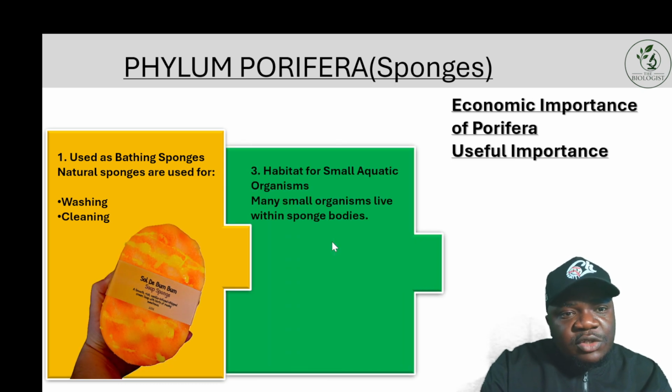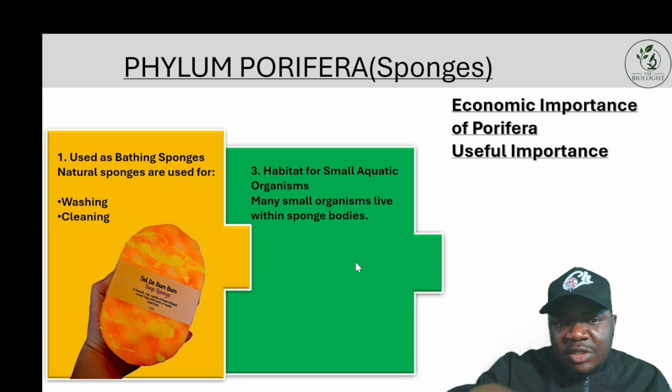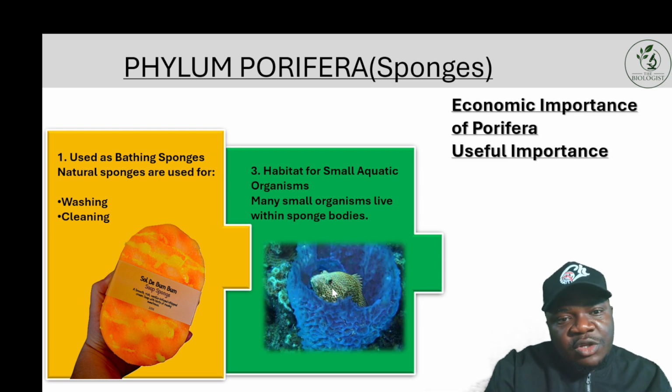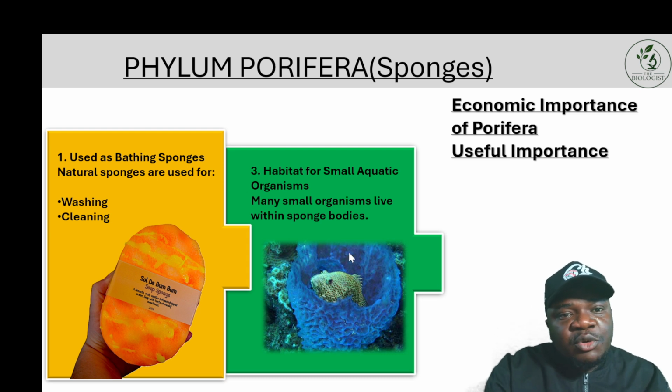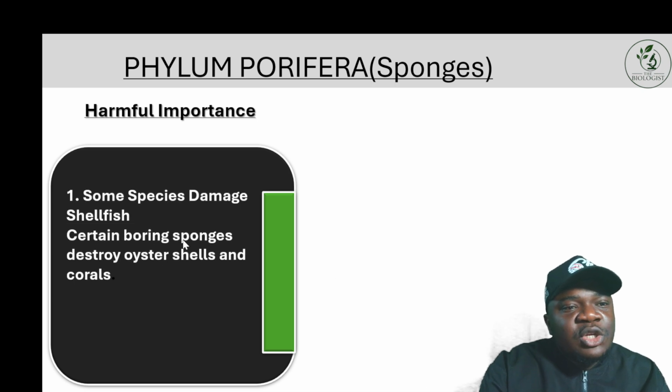Okay, for the next one, they are very important when it comes to habitats. They create habitats for small aquatic organisms. Small organisms tend to live within the sponge body, and they derive shelter from it. You can see this small fish here, which is found inside the sponge. This serves as a type of habitat for smaller-bodied animals. On the harmful side, some species damage shellfish.